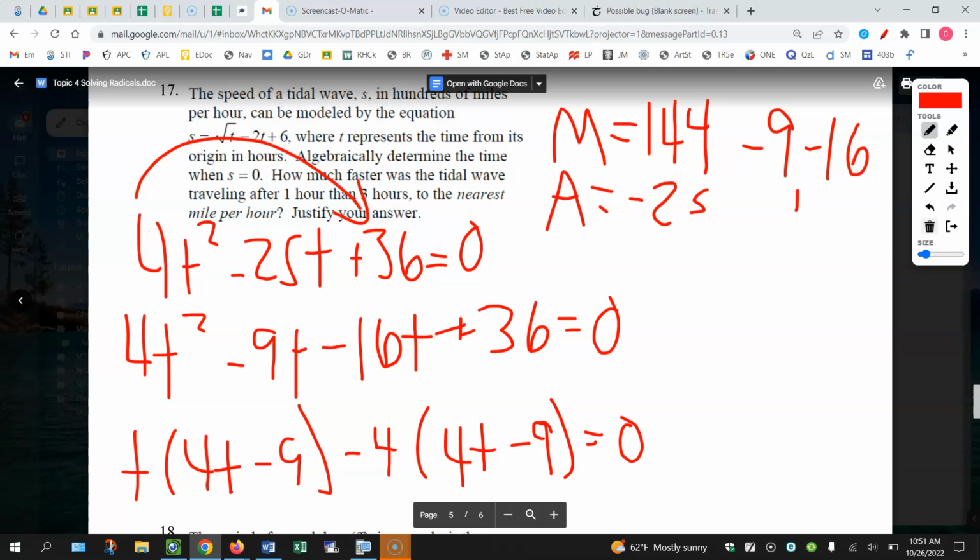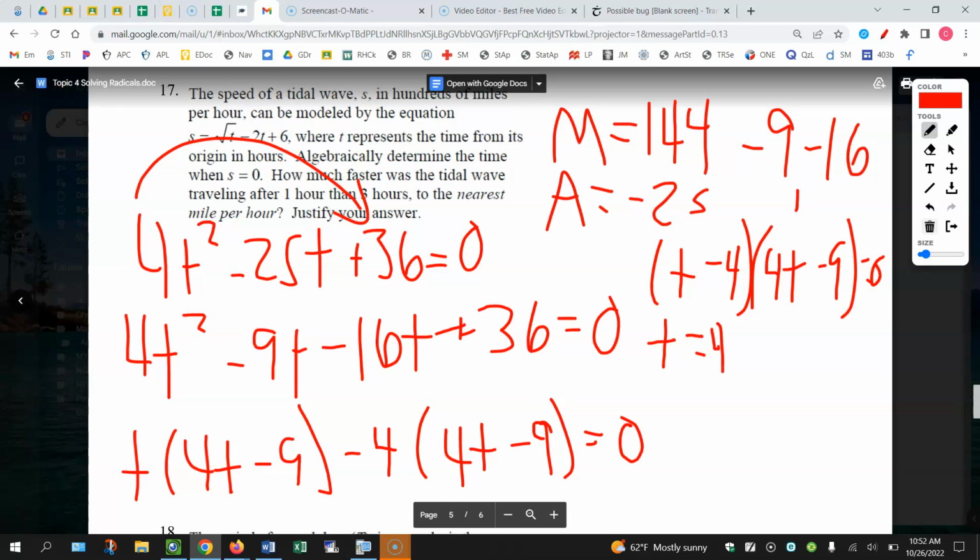Some of y'all just know the GCF, but if you're struggling, you can do it kind of backwards. So this turns into t minus 4 times 4t minus 9 equals 0. Set those each equal to 0 and solve.